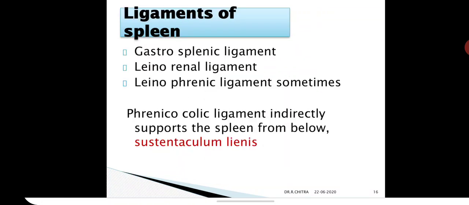Ligaments of the spleen are the gastrosplenic ligament, the lienorenal ligament, and sometimes the lienophrenic ligament. The phrenicocolic ligament indirectly supports the spleen from below, so it is called the sustentaculum lienis, as if it is supporting the spleen from below.